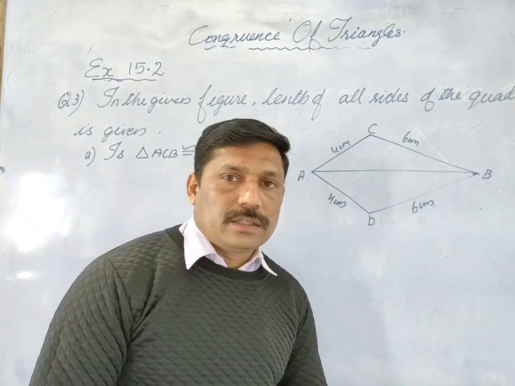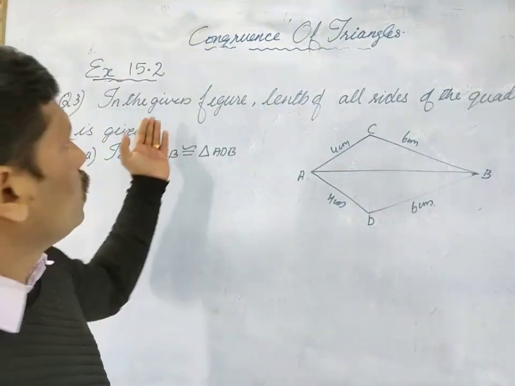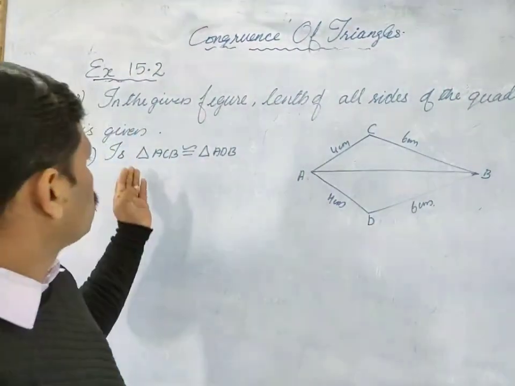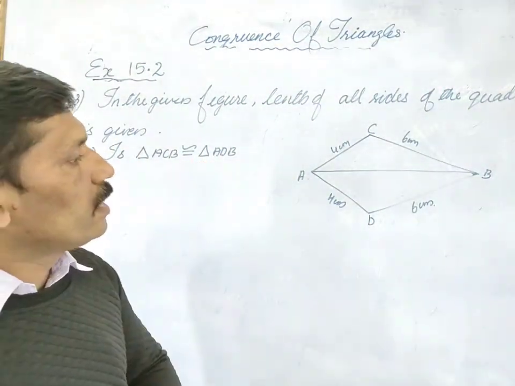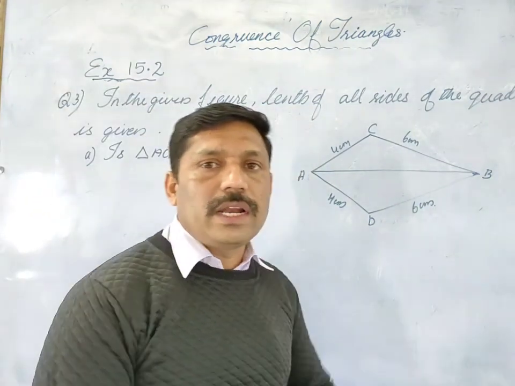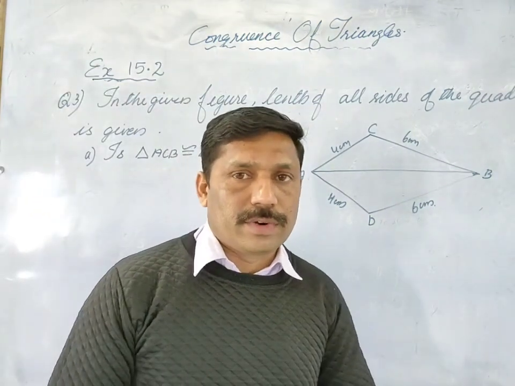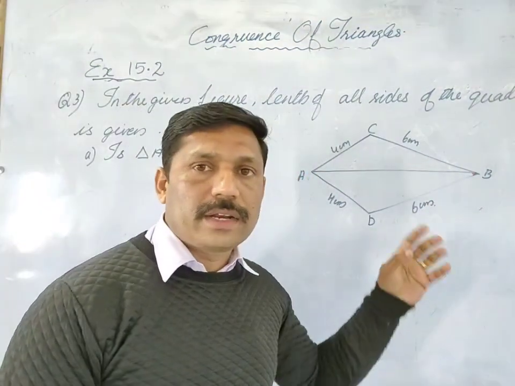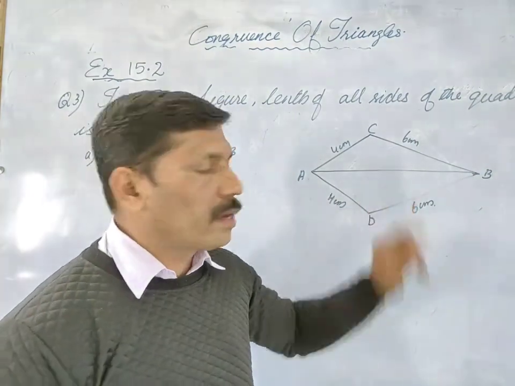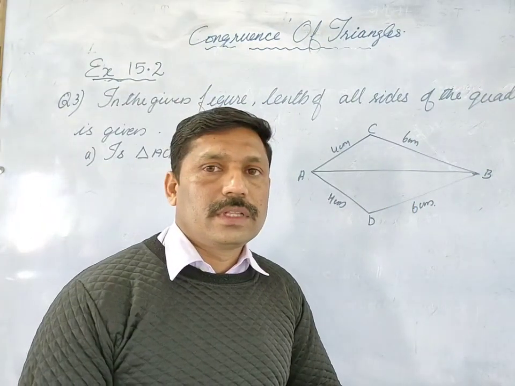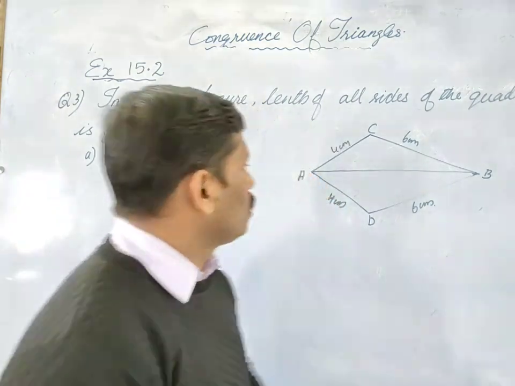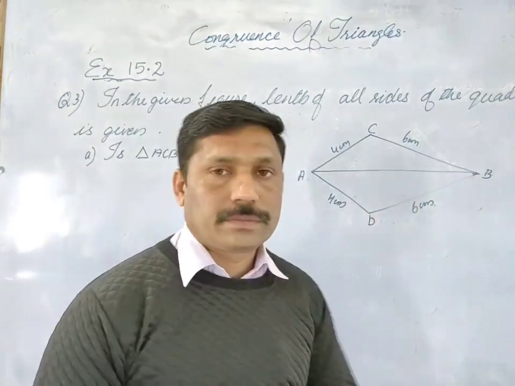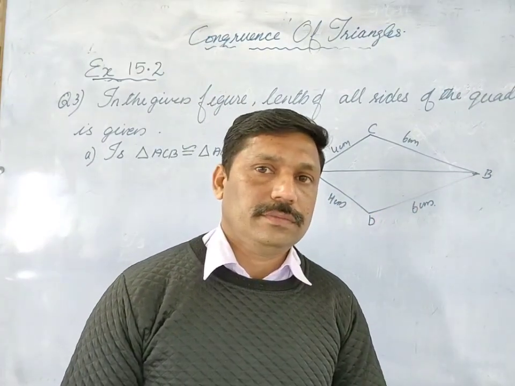Students, now look at the third question. In the given figure, the lengths of the sides of the quadrilateral are given. Is triangle ACB congruent to triangle ADB? So this is a quadrilateral, side lengths are given. And here one diagonal we can see; this diagonal divides this quadrilateral into two triangles. The first question is, is triangle ACB congruent to triangle ADB? How can we say that?